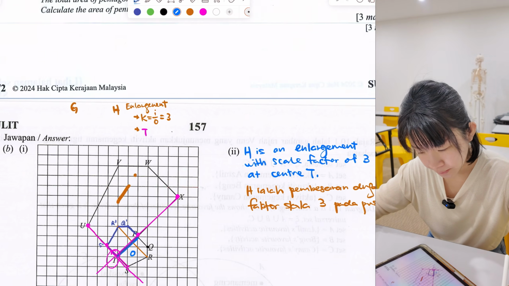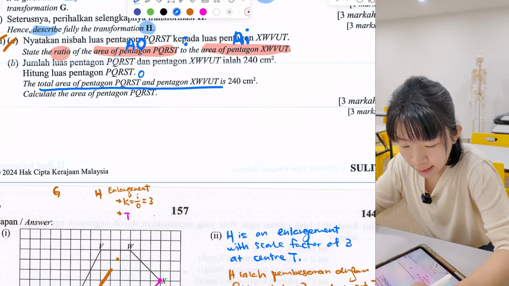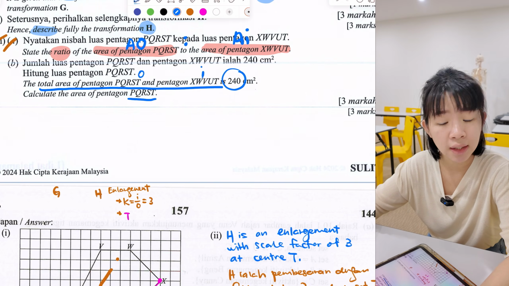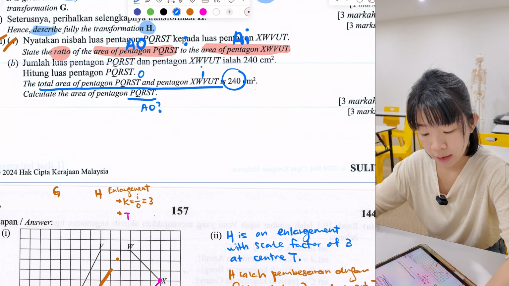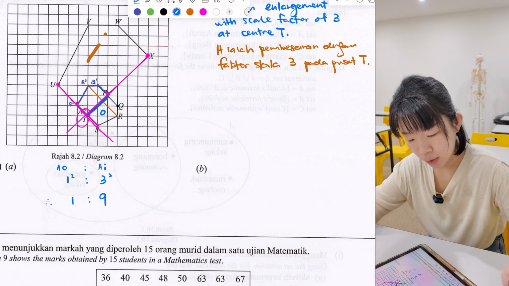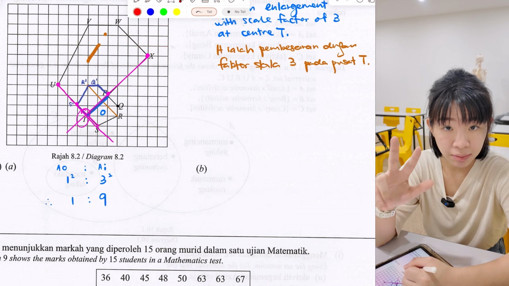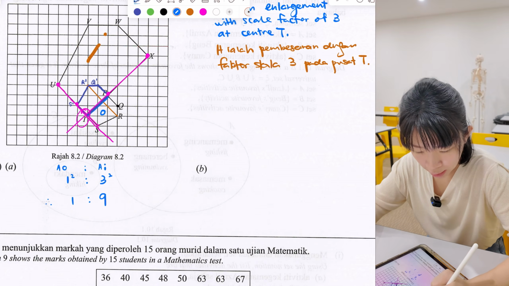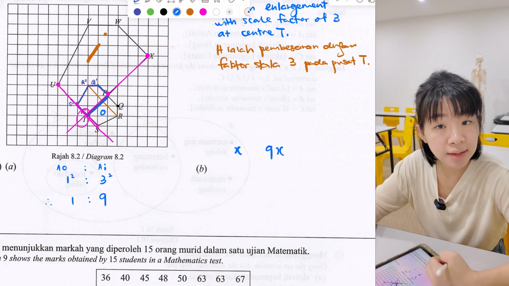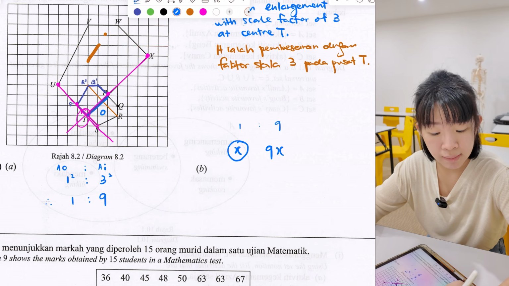Okay, now part B. Part B they say total area of these two, the object and image total, is 240. What is the area of PQRST? So what is the area of object? Remember this 240 is both total. Based on this ratio, we can tell that if object is 1, image is 9. So let's say object is X. How about area of image? It will be 9X, correct? So 1 to 9. If object is X, then the image will be 9X.